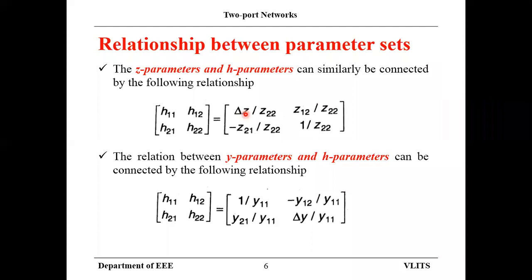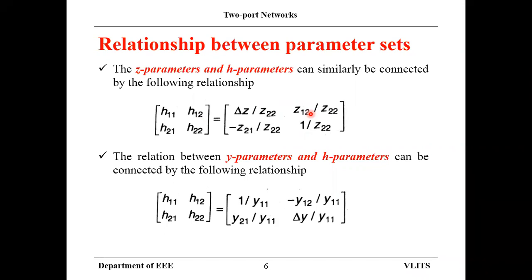The impedance matrix is nothing but z11, z12, z21 and z22. That is the impedance matrix. If you find the determinant of that impedance matrix, it is represented by delta z. So h11 is equal to delta z by z22, and h12 is equal to z12 by z22. Similarly, h21 and h22 you can find by using this relationship.